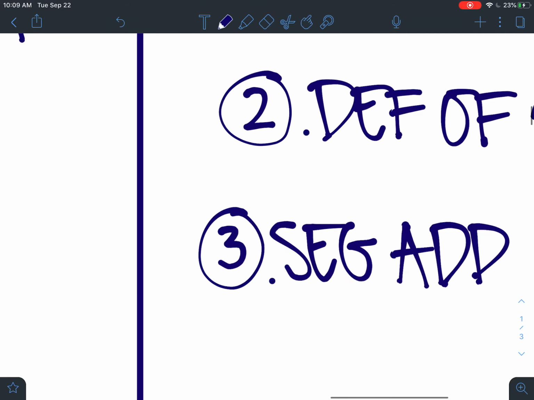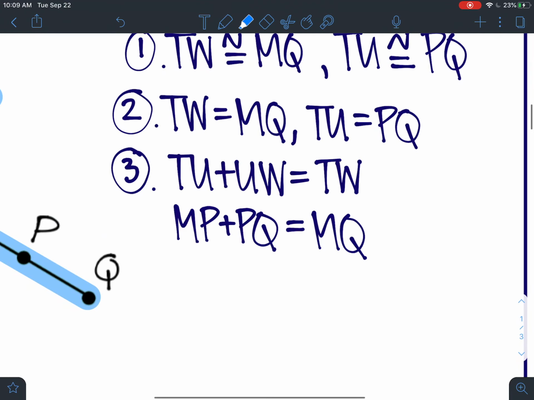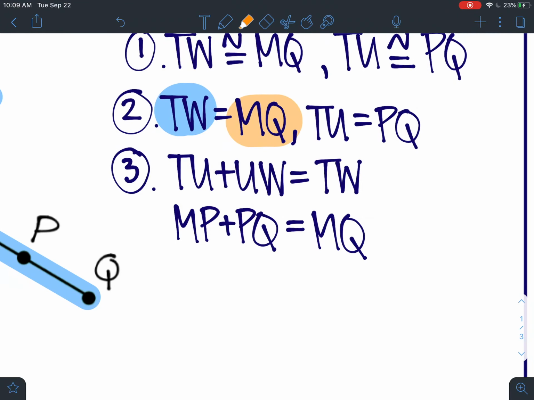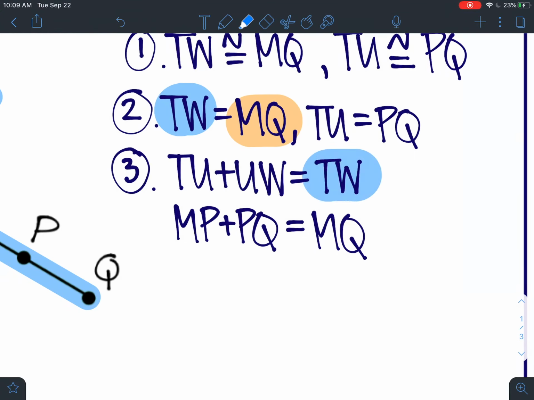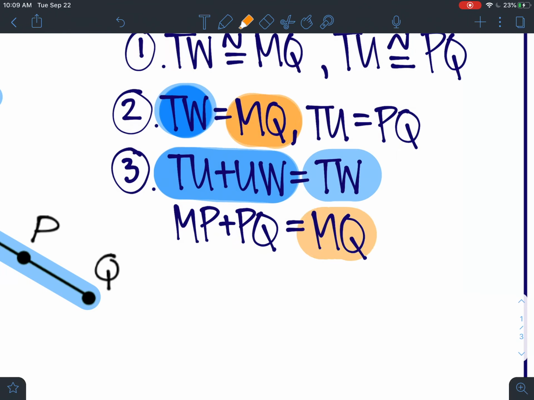So why does that help us? Let's take a look at step 2 and recognize that I have TW is equal to MQ, right? And if you notice, I have TW right here, so I'm going to take this TU plus UW and plug it in for that TW right there. And same idea, I have MQ right here, so I'm going to take MP plus PQ and plug it in for that MQ.